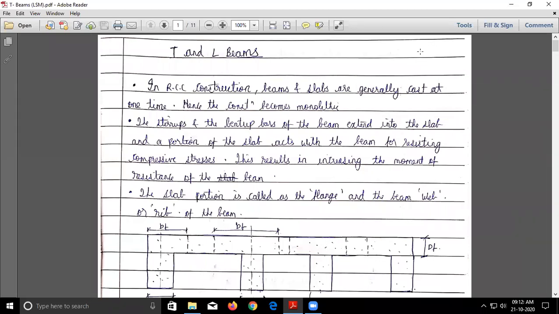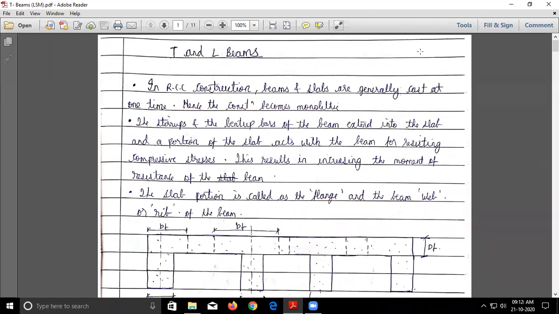So you know that in RCC construction, beams and slabs are generally cast monolithically. What do you mean by monolithically? They are cast at the same time. So the stirrups and the bent up bars of the beam extend into the slab, and a portion of the slab acts with the beam for resisting compressive stresses. This results in increasing the moment of resistance of the beam. So the slab portion is called the flange, and the beam portion is called the web or rib of the beam.